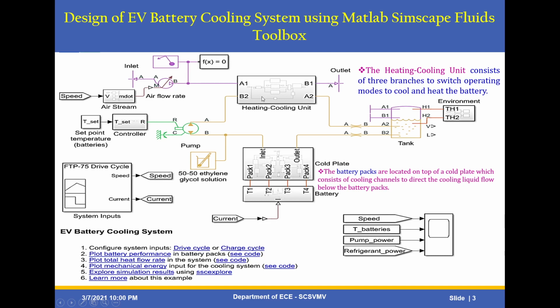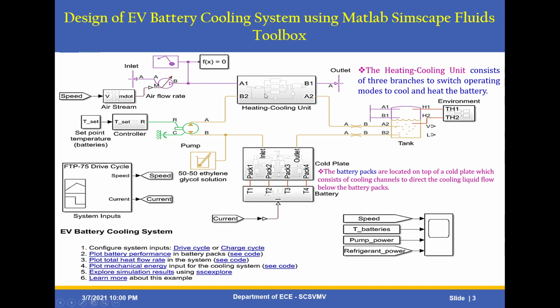Here is another important block, the heating cooling unit block. This heating cooling unit consists of three branches to switch operating modes to cool and heat the battery. Here is the standard system input cycle, where the system is simulated under either the FTP 75 drive cycle or fast charging scenarios with different environment temperatures. Here there are some subsystems available: for example, the heater, radiator, and refrigerator systems are also there.